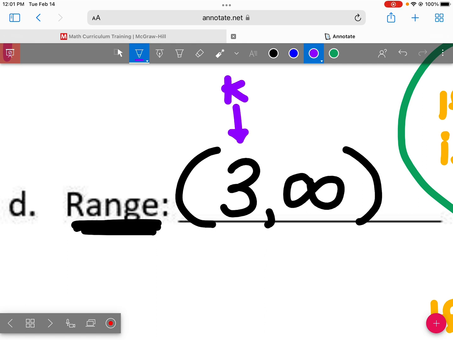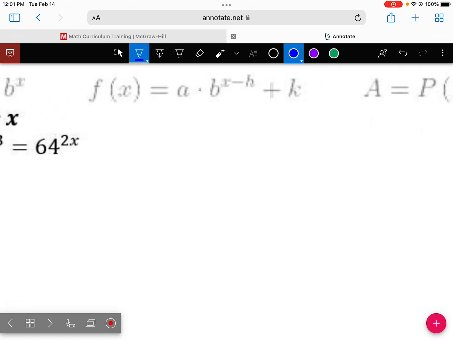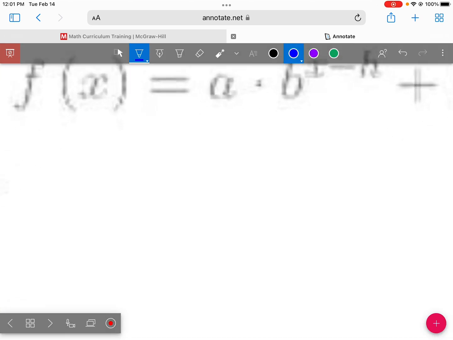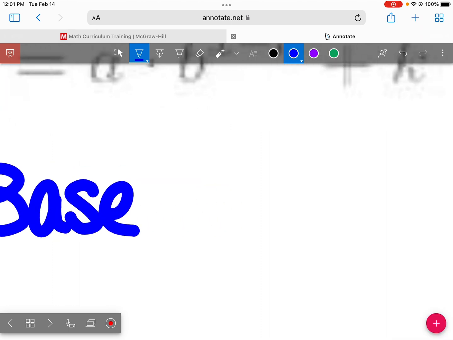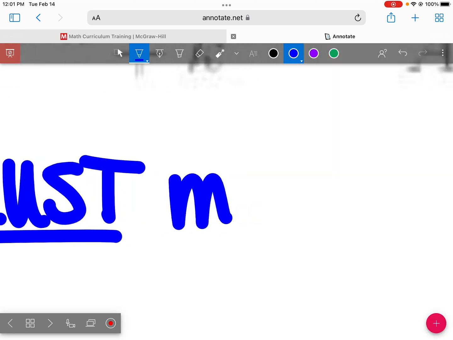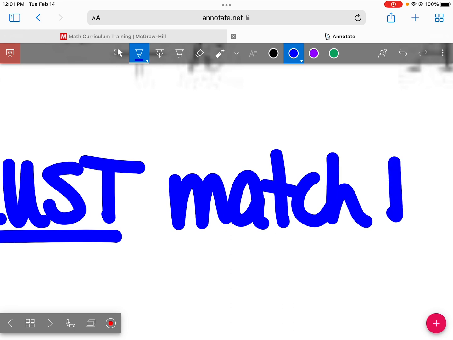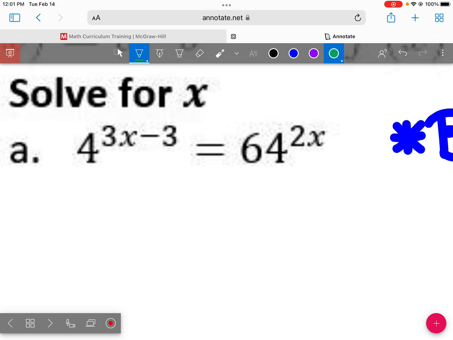What do I need in order to do problems like these? Yes. The bases must match. What are the bases on part A? 4 and 64. Which one of those do you think we should try to rewrite?